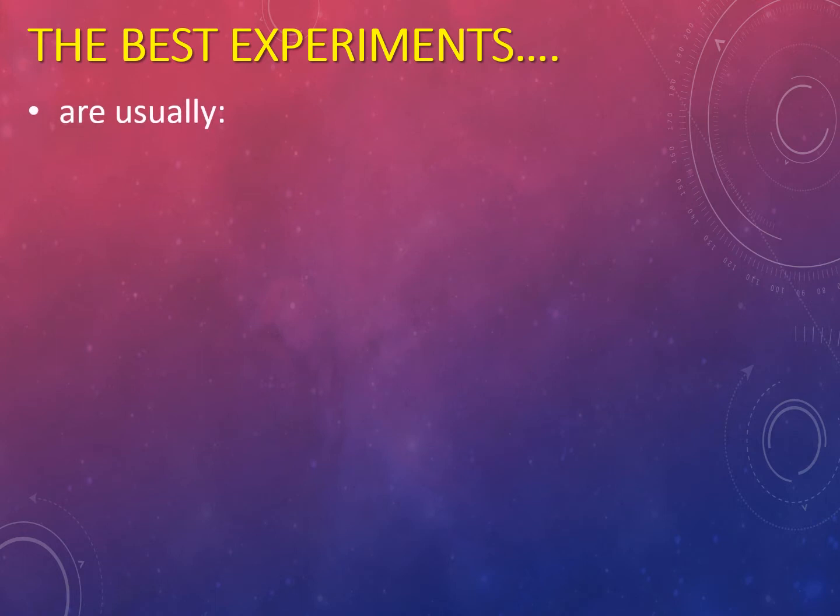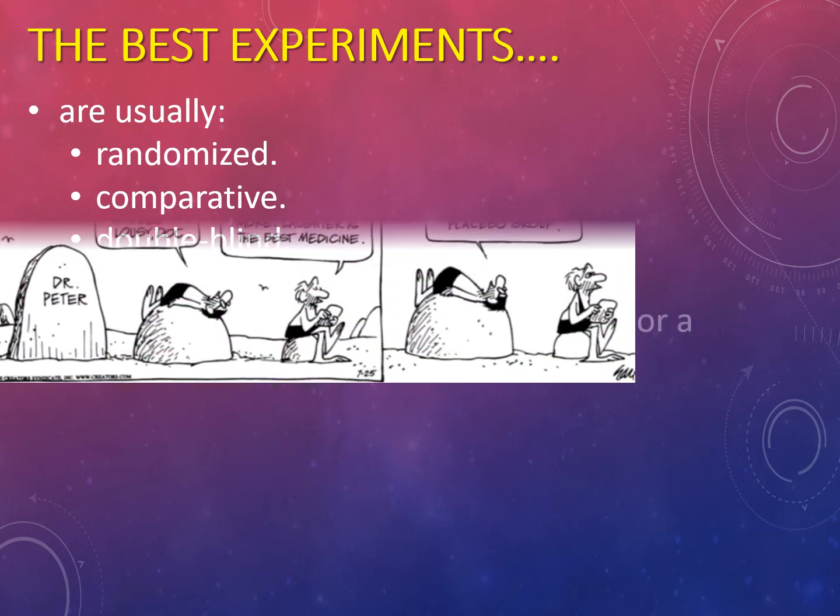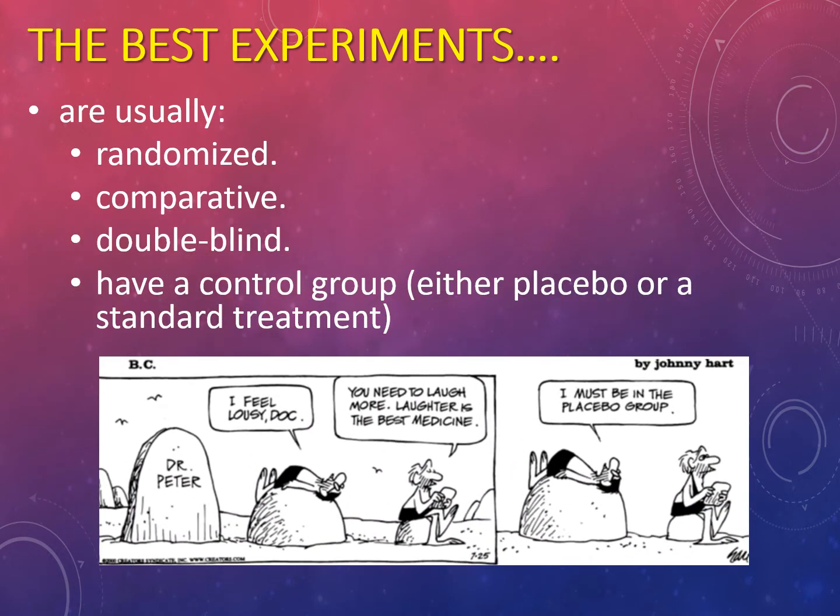for experiments. So the absolute best experiments usually include randomization. Without that, we cannot make any inferences. Some form of comparison so that we can say what has changed: more, less, greater, hotter, colder, bigger, smaller. We have to have something to compare it against to see what the difference is. Double blind, which we're going to get into in a second, and some form of a control group. Now, all of these make the best experiment.